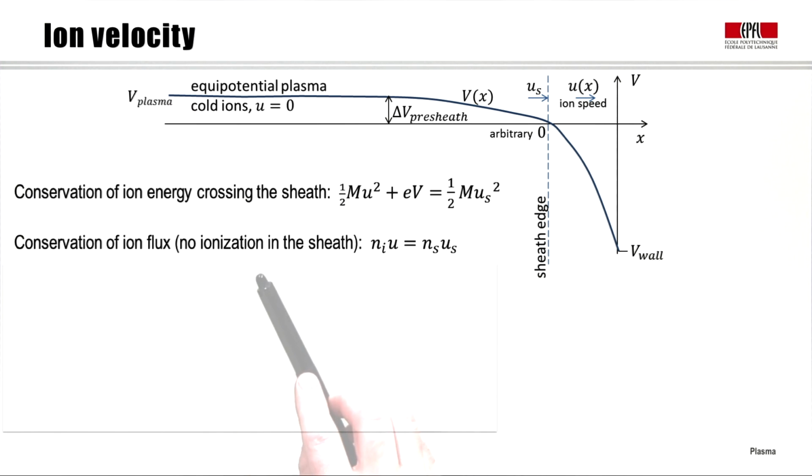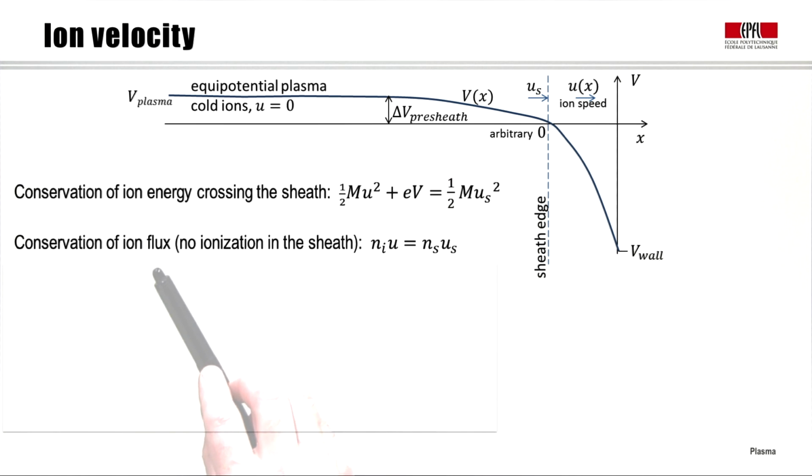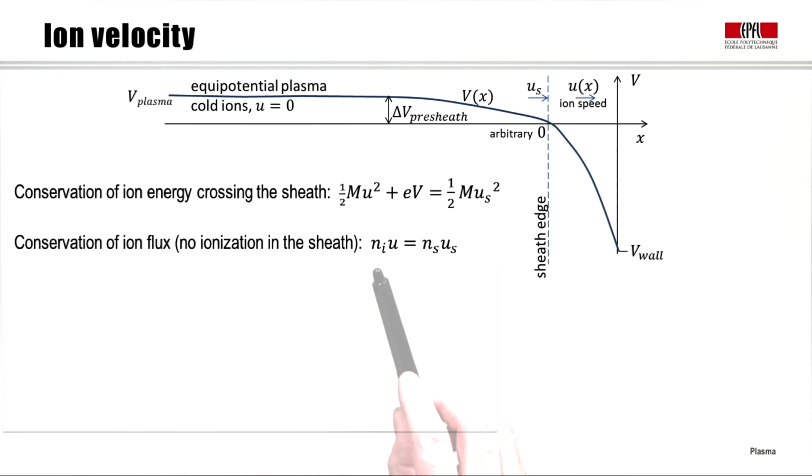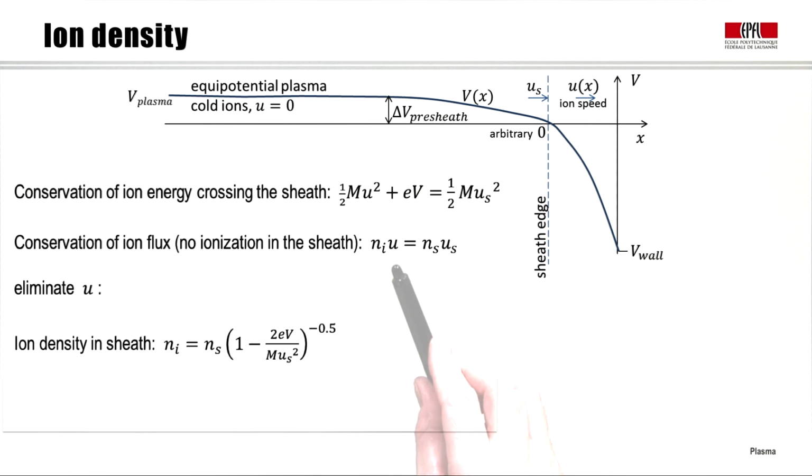If we consider that the sheath is collisionless and therefore there are no collisions, no ionization in the sheath, then conservation of ion flux simply gives that the ion density times the velocity in the sheath is equal to the ion density at the sheath edge times the ion velocity at the sheath edge. Now let's simply eliminate the unknown ion speed in the sheath, u, and we find an expression for the ion density in the sheath. Ion density in the sheath equals the ion density at the sheath edge times this expression.